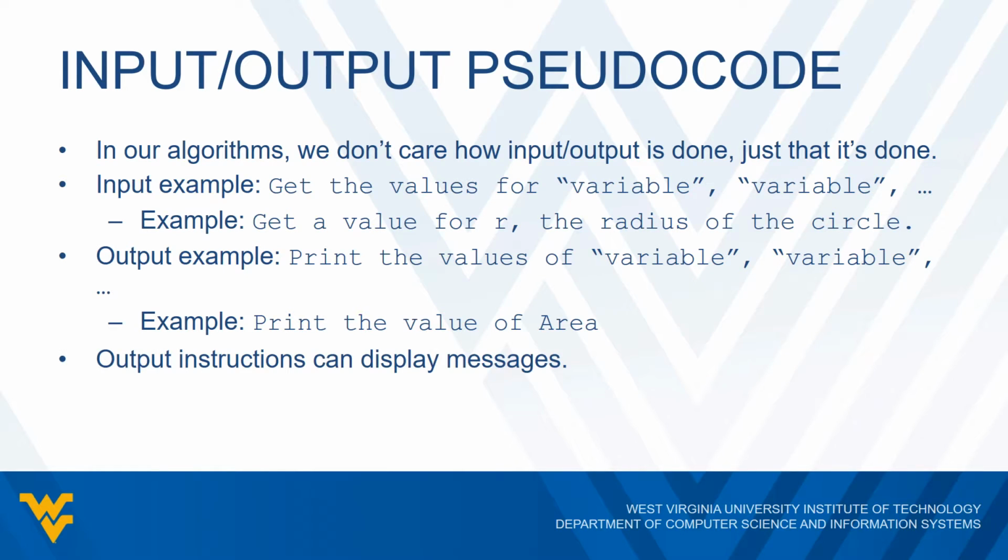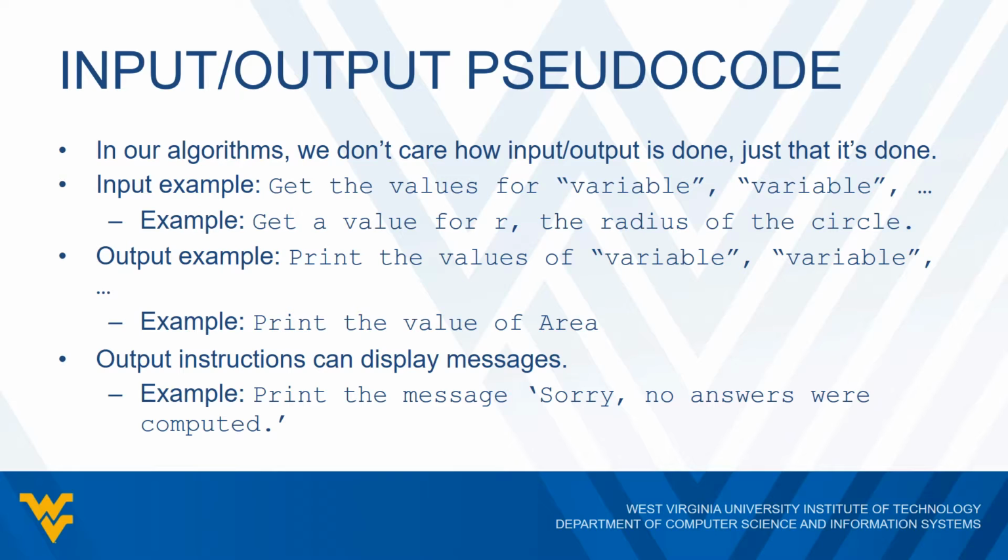Now we can also have our output instructions display messages and not just print variables. For example, we could say something like, print the message, sorry, no answers were computed. So not only can we print variables, but we can print text and messages for the user as well.